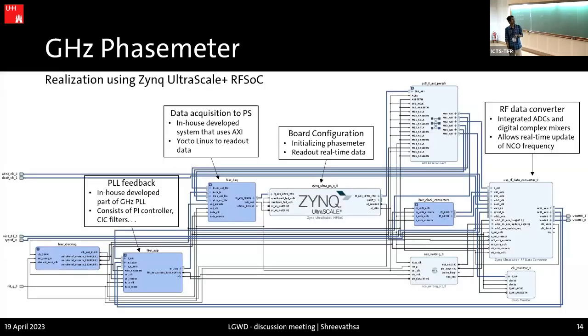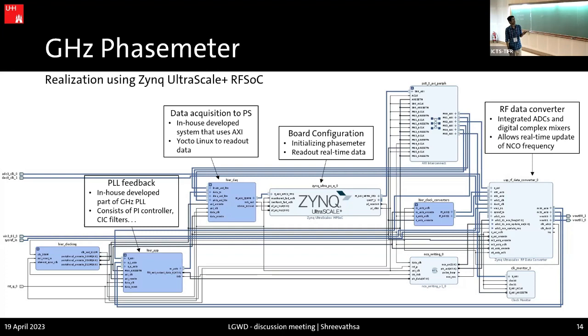And we are working on realizing this phasemeter using the Zynq UltraScale RFSoC FPGA infrastructure, and this is just a schematic of what we are trying to do. So we have an in-house developed hardware coding of the PLL. Basically, you code each register in it. So in this clock, the I value goes to the next register, and all these values are hardware hard coded here, and it consists of a PI controller and CIC filter and so on.